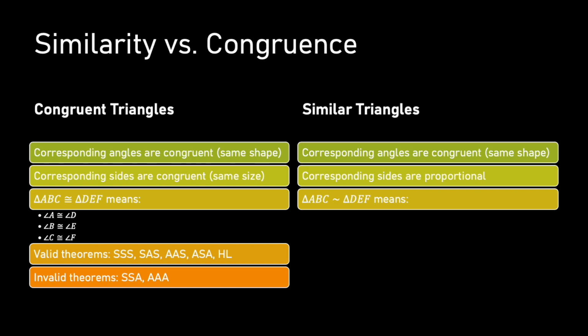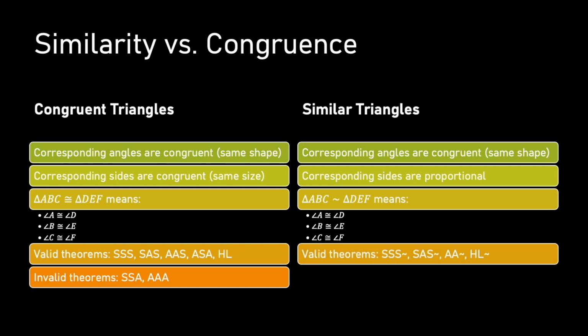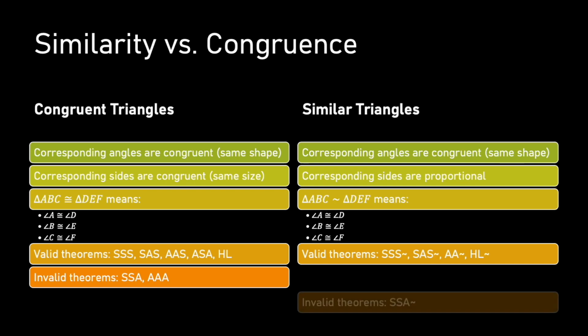So when we write ABC is similar to DEF, we're still saying that angle A is congruent to angle D, angle B is congruent to angle E, and angle C is congruent to angle F. We really only have three theorems we care about for similarity: side-side-side, side-angle-side, and angle-angle, which we'll get into in a moment. We can still use hypotenuse-leg, but that's less common. And we still can't use side-side-angle.